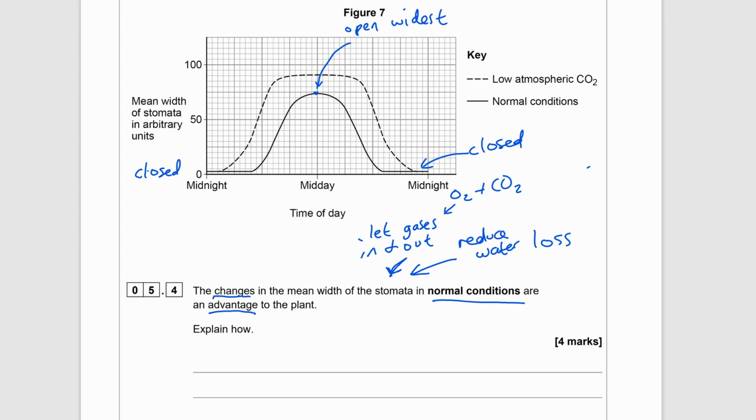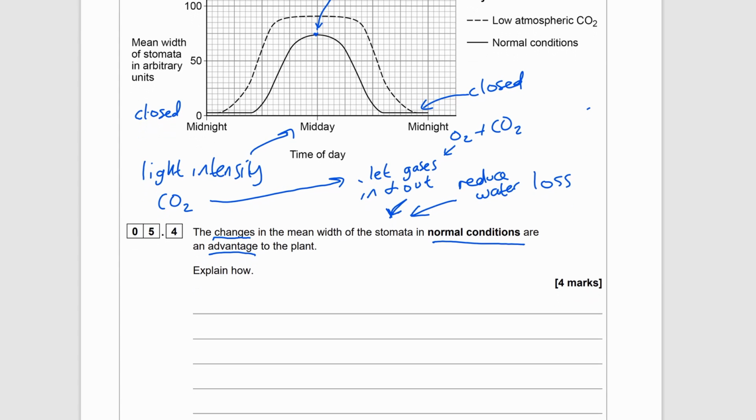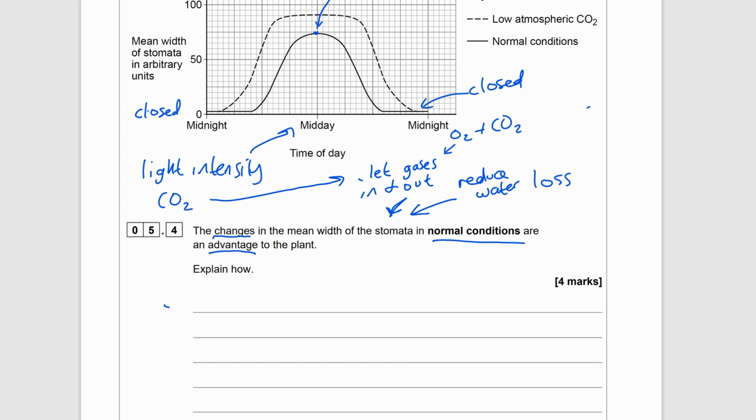So what's the benefit of having this change as it goes from night to midday? Well, what we want to occur at midday is photosynthesis. So what is going to be important in photosynthesis? It will be the light intensity, and that's provided by it being at midday, and it's going to be carbon dioxide, which is provided by the stomata opening and closing. So let's talk about first the changes from midnight to midday then.